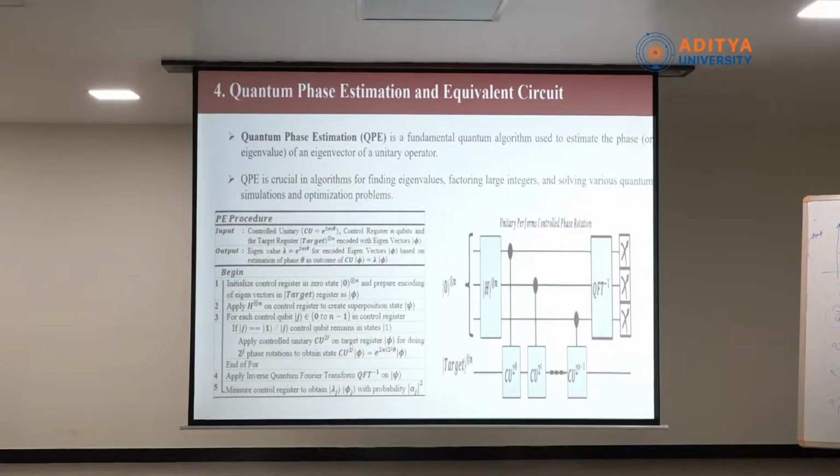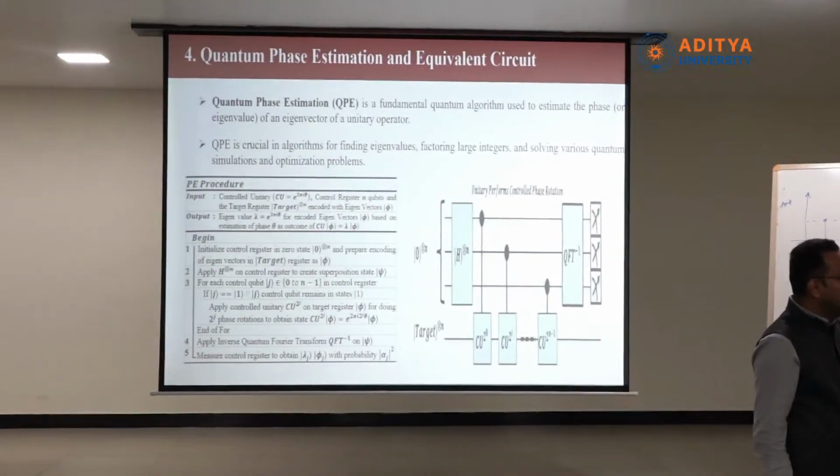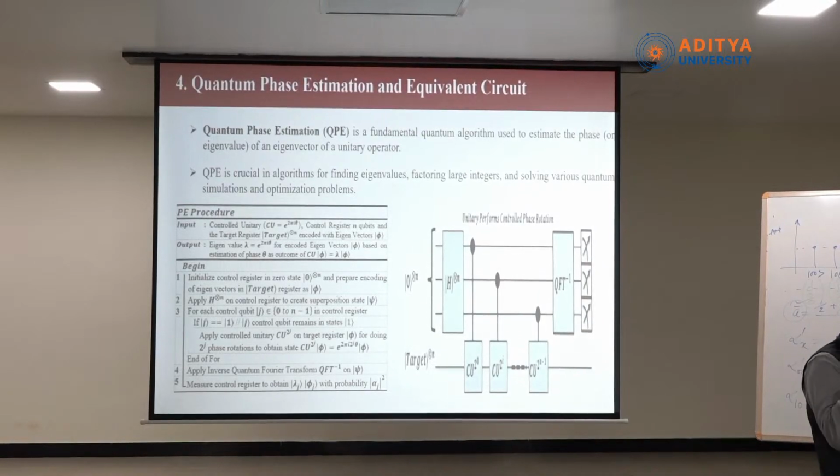Okay. So it would be what? 0 plus 1 by root 2, tensor with 0 plus 1 by root 2. Now, this 1 by root 2 will become common and you just apply the tensor of values. Tensor of values. There would be 8 different possibilities. 3 qubits, 8 different.